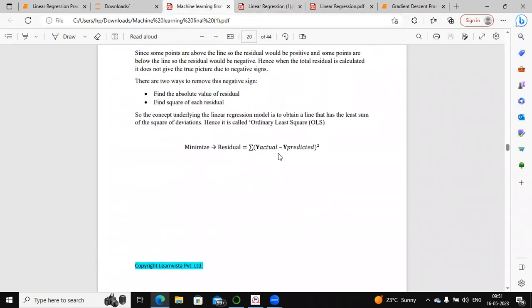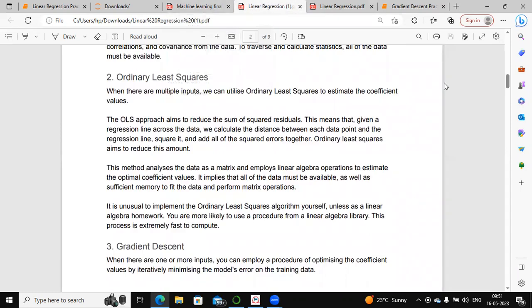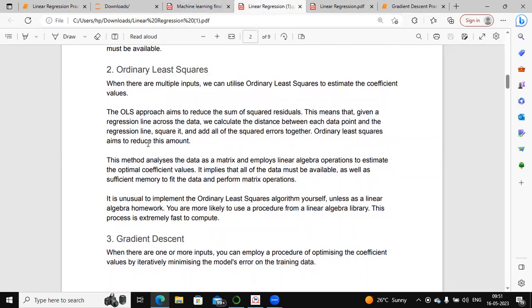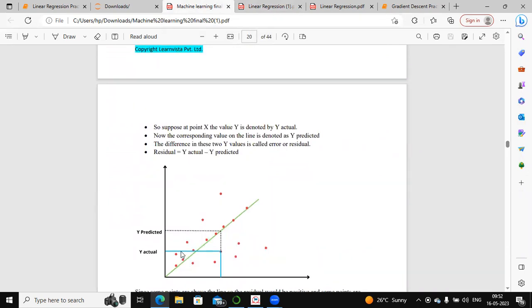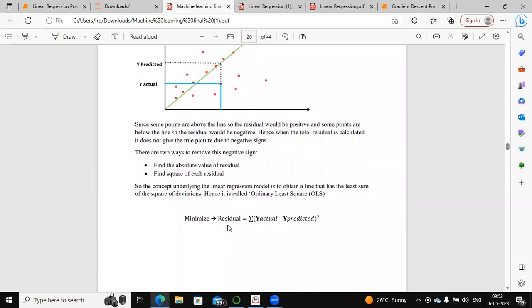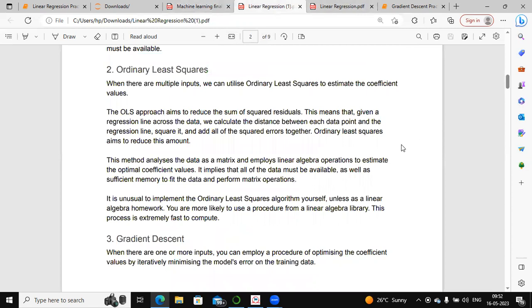So find the error by actual minus predicted, square it, and sum over all data points. Square it and add all the squared errors together. That is the error. Ordinary least squares aims to reduce this amount, so that the linear regression line you are drawing gives minimal error and covers almost all the data points.